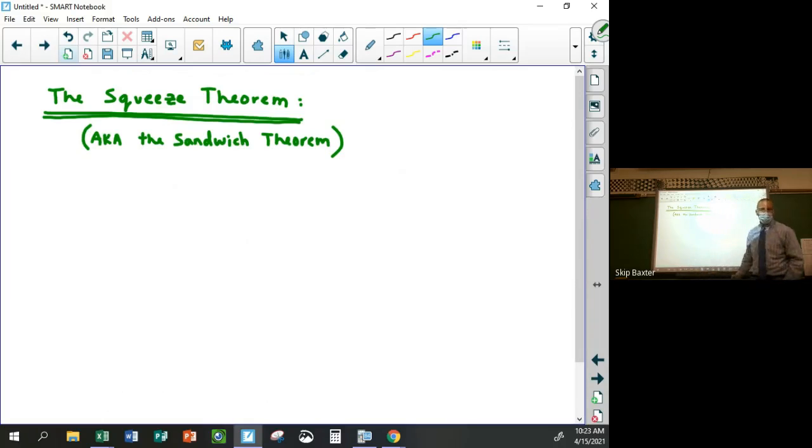It depends on the textbook. Sometimes it's called the squeeze theorem. Sometimes it's called the sandwich theorem. And here's what it states. When I write these words and these symbols, it's going to be a little bit confusing, but when I draw the picture, it's way less confusing. So here's the words and symbols.